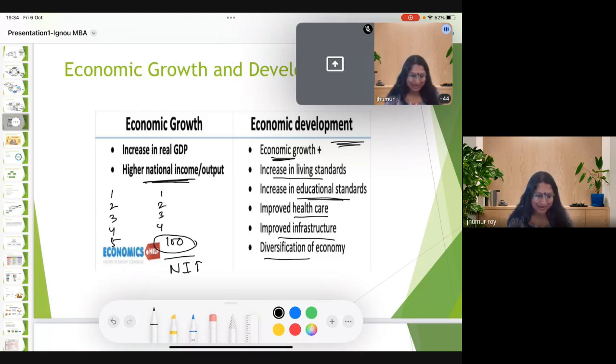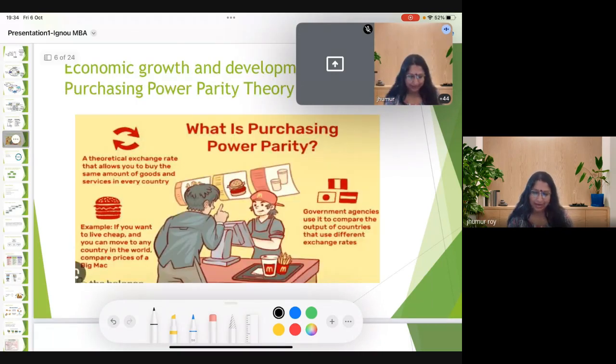Okay. So I come to the next thing. Now, under growth, and these are very interesting, okay, so I will be dealing with some very interesting theories now. So the first theory that we talk about is called the purchasing power parity theory. Okay, and it talks about the economic growth and development of a country.